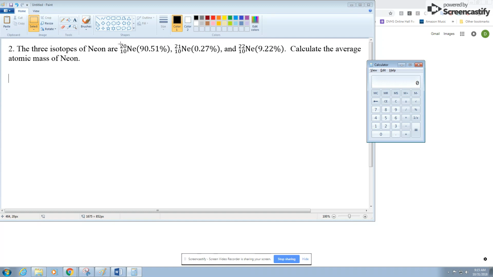So basically, our answer is going to be in between 20 and 22, and it's going to be closest to 20 because this is the highest percentage abundance. So let's work through the calculations.